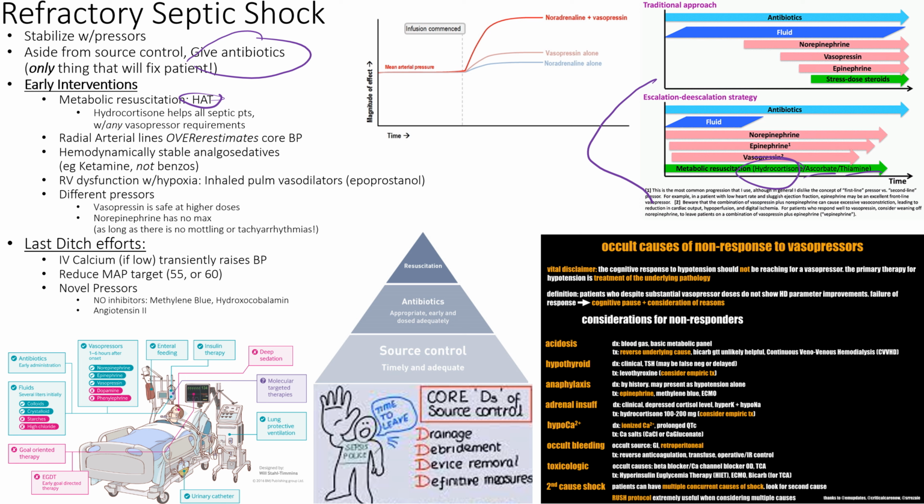help them function as much, kind of give them as much reboot as possible. As you know, radial art lines can overestimate the BP, so maybe having a target of 70 MAP might be better, especially if they have a history of hypertension, right, because they're used to higher blood pressure.